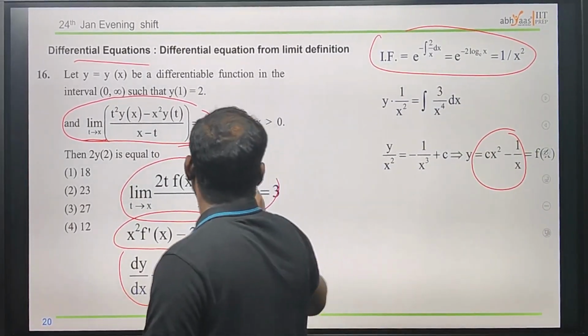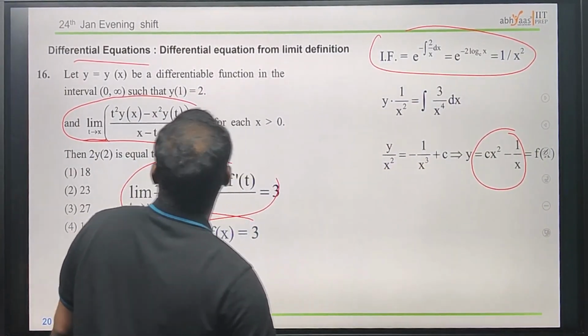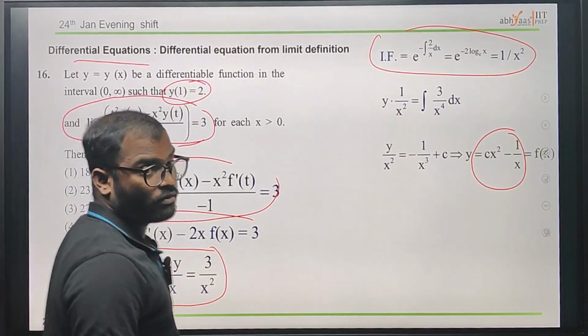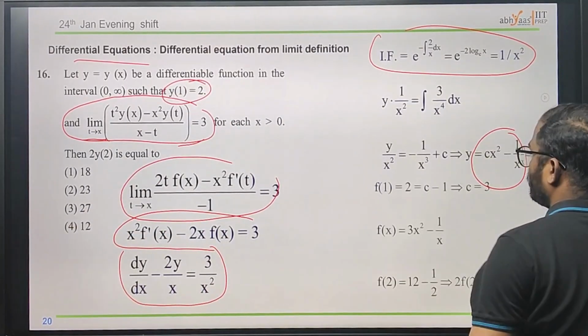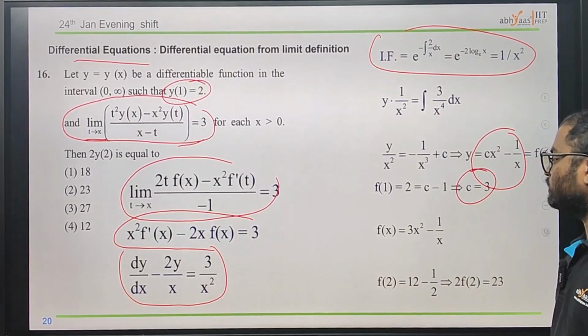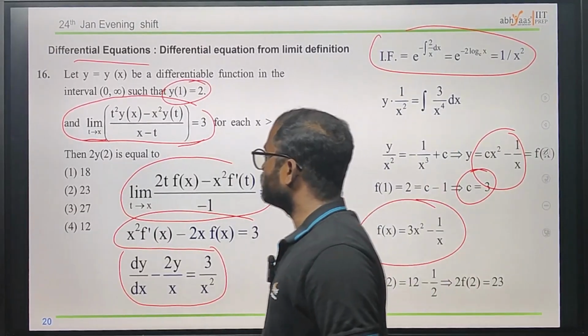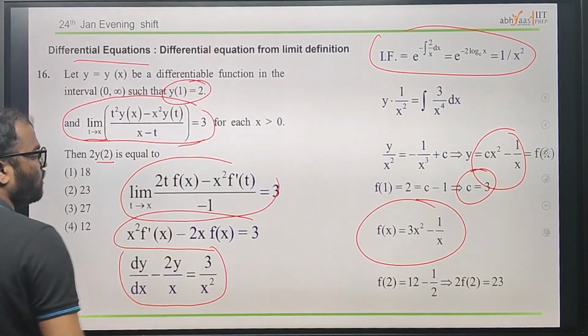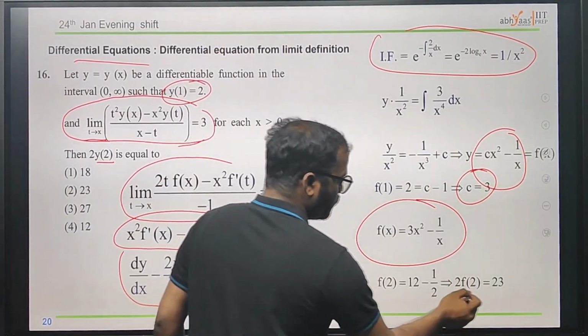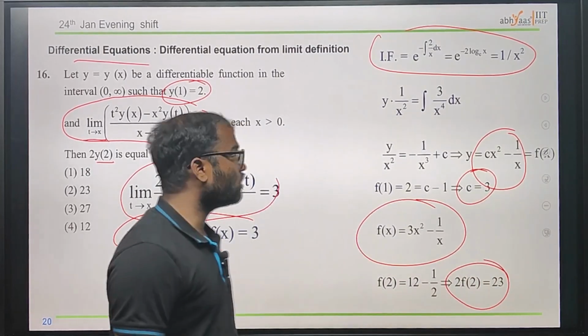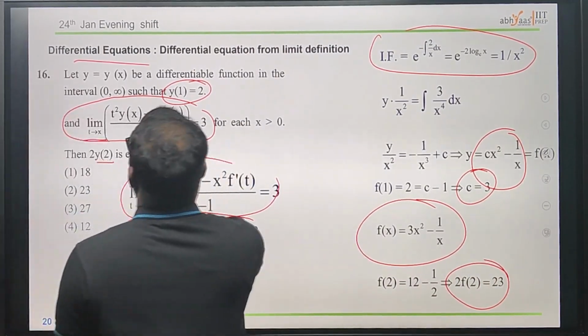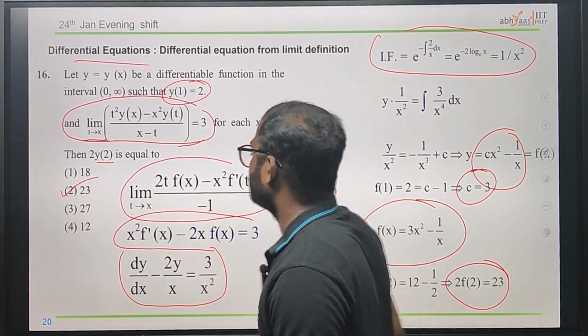In order to find the c here, we have already the condition y of 1 is equal to 2. Just substitute y of 1 is equal to 2, which gives c is 3. Therefore ultimately we got the f of x. Therefore f of 2 will be what? 23. That's how we got 23 as the answer, which is the second option, the correct answer.